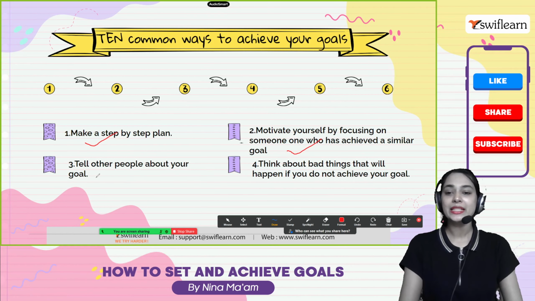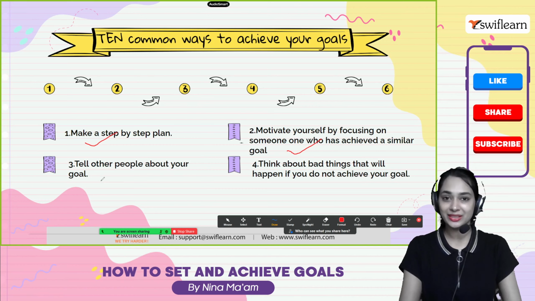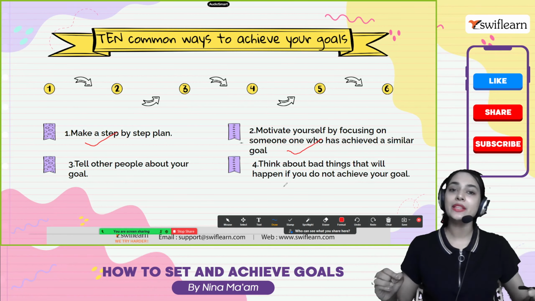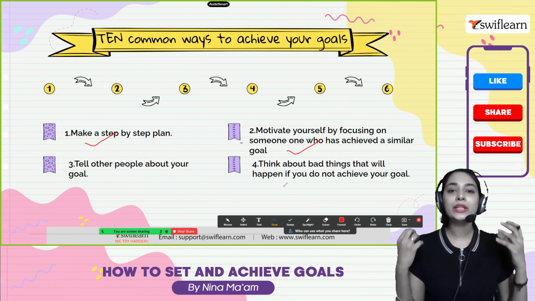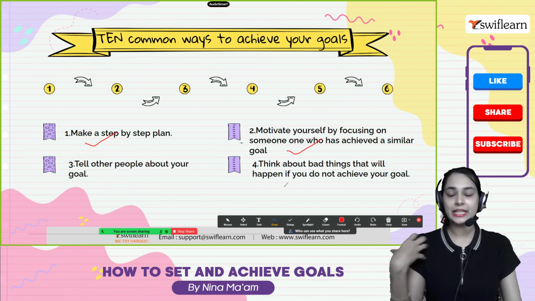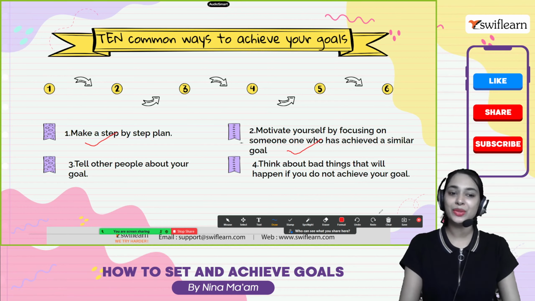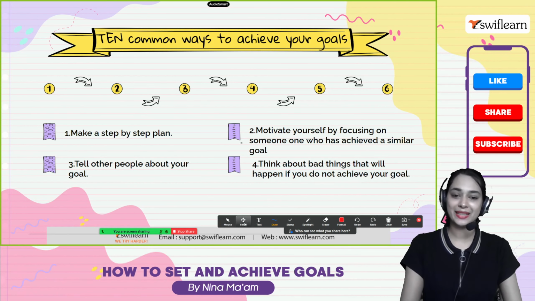The third one, tell other people about your goal. And the fourth one, think about the bad things that will happen if you do not achieve your goal. Apart from the positive sides, we have to figure out the negative outcomes that will happen if you won't attain it. You have to think about it, then you won't be depressed even if you can't attain it.